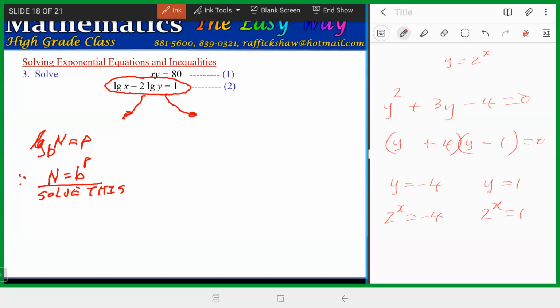The second approach that you want to use is to get something like this: log to a base of a number on the left side equal log to the same base of some different number on the right side. Therefore, you can conclude that the n equals the m. And you solve this.